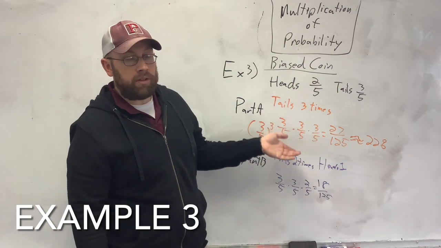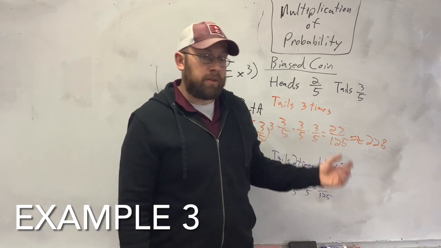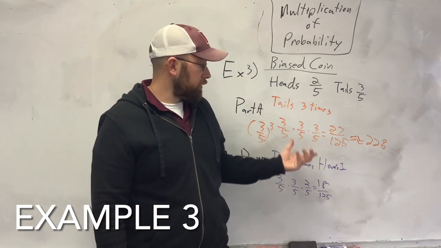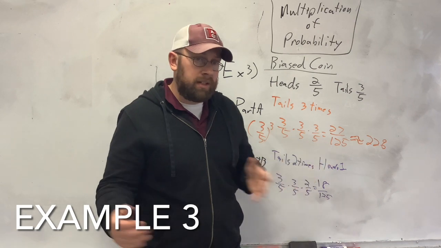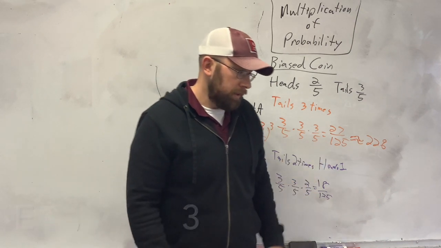All right. So basically all you're doing with all these is finding the probability of each event, which I'm giving you, and then you're just multiplying them together. So you have 2 different events and you're just multiplying them together. Sometimes you have 3, sometimes you have 5 events. You just multiply all the events together to figure out your probability.